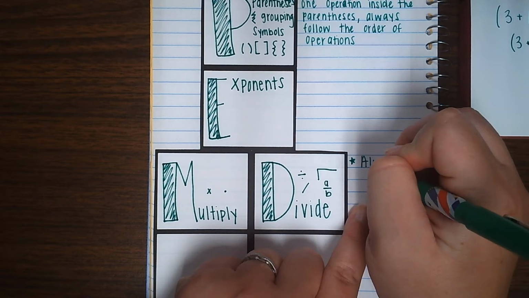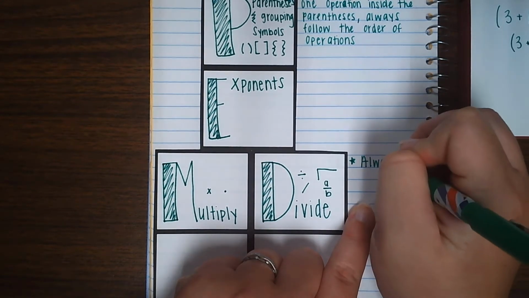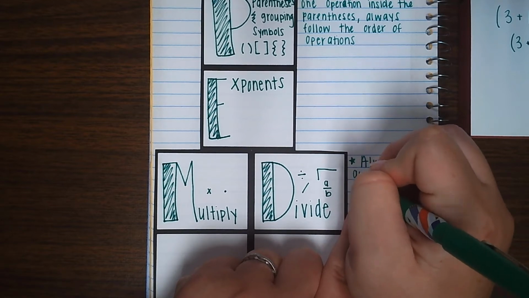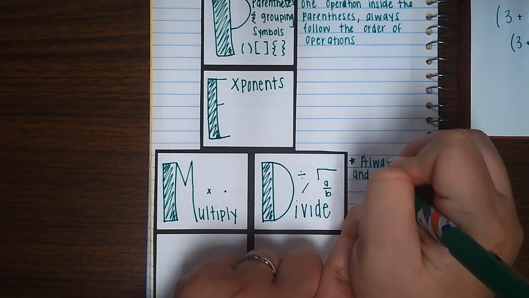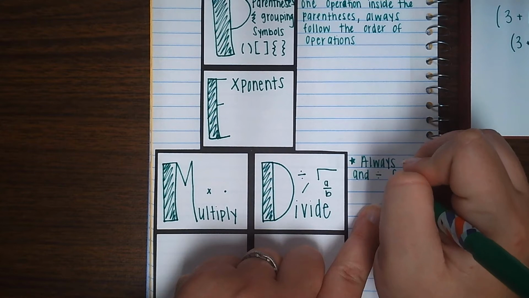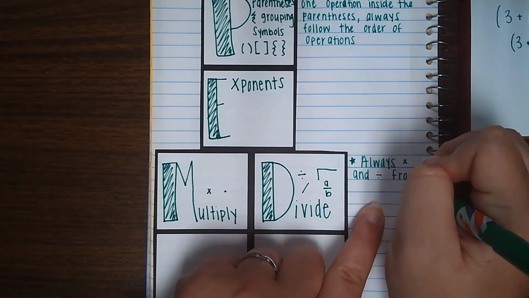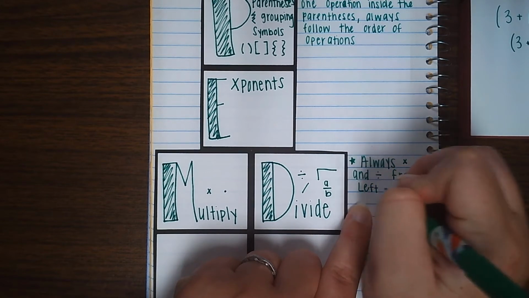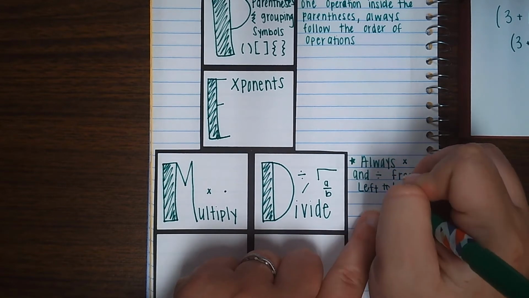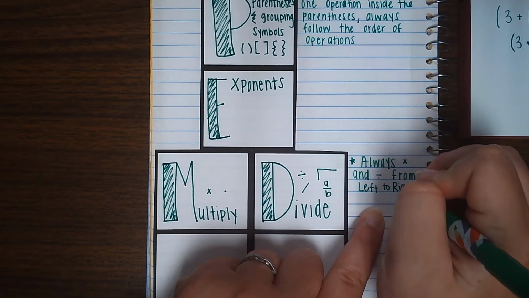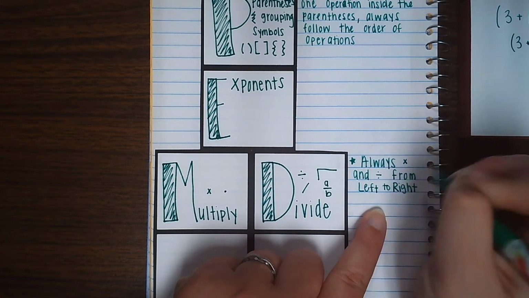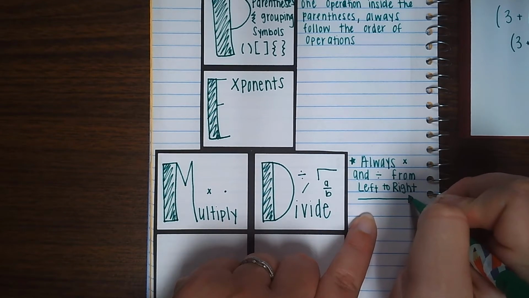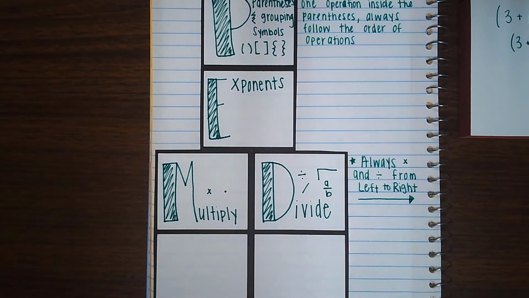Always multiply and divide from left to right. Okay, so that's going from left to right.